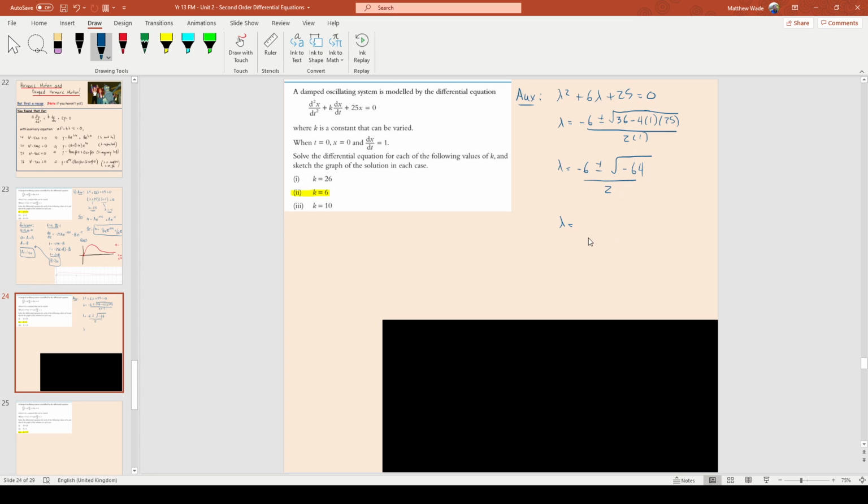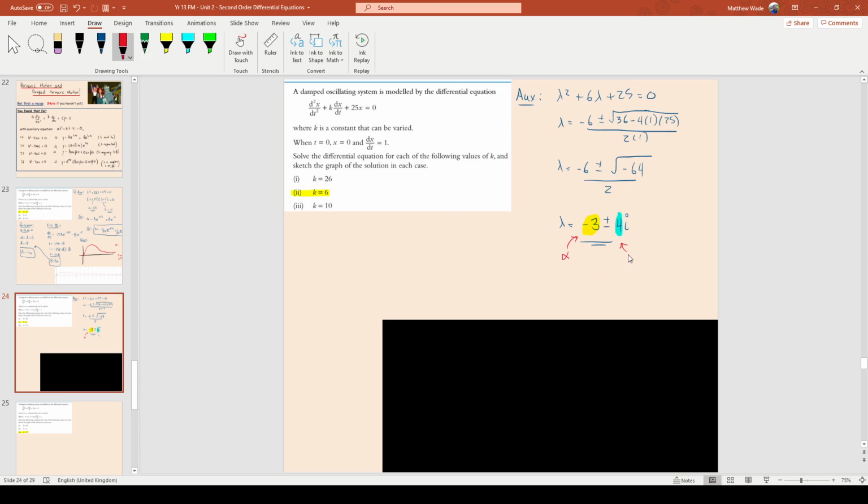Over 2, which means that we're going to get minus 3 from this, plus or minus, and what we're going to get here is 8i divided by 2 is 4i. So again, we have two solutions, but we are in a complex number situation. Just in case you don't remember from last time, it's the same notation as you've used before. That's the alpha, and the thing that's touching the i, the complex part, is the beta.